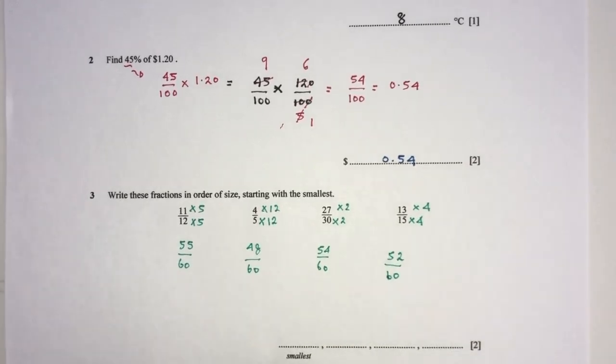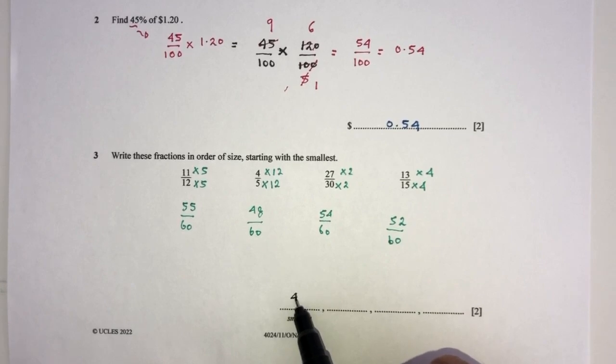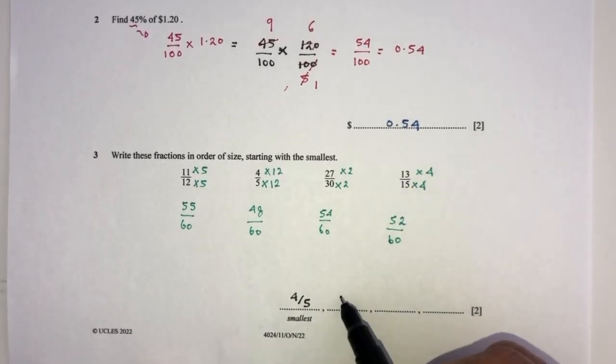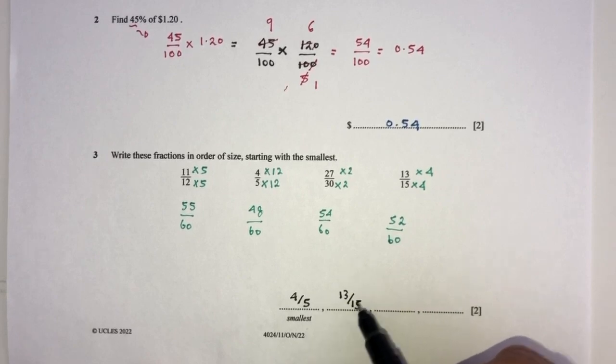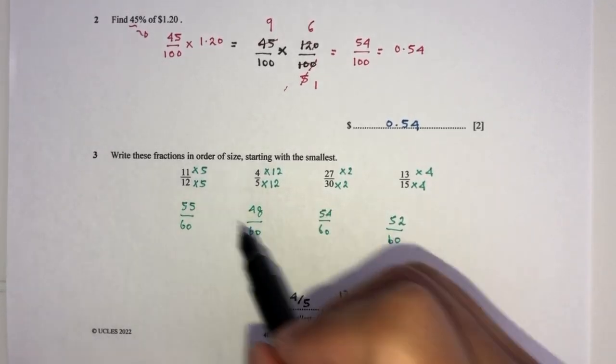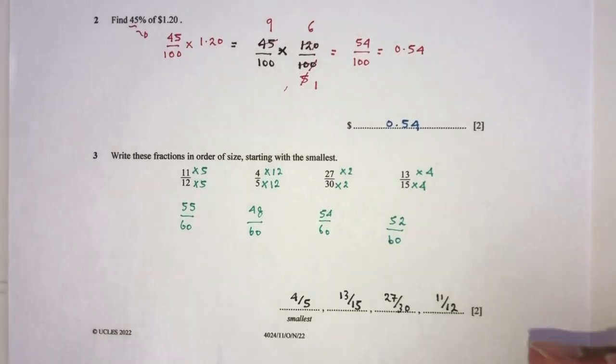So which one is the smallest? This one, which is 4 over 5, right? Next one will be this one, which is 13 over 15. And then we have this one, which is 27 over 30. And then last one will be 11 over 12. Okay, that will be the largest one, actually. That is your question number 3.